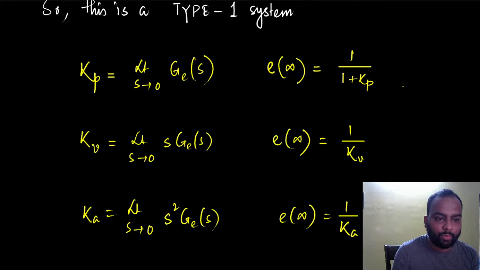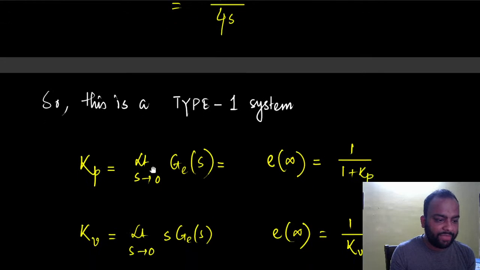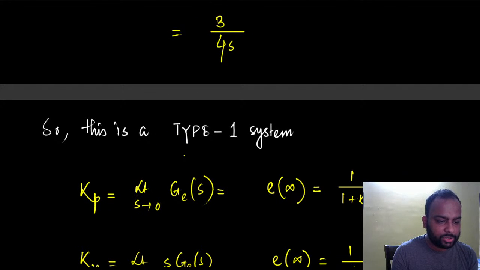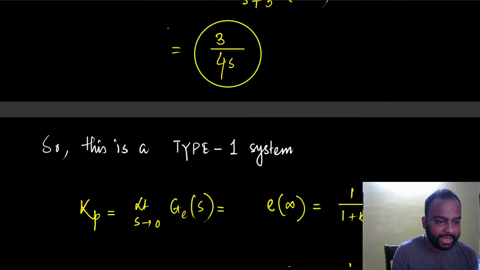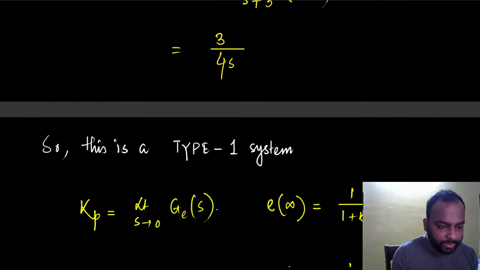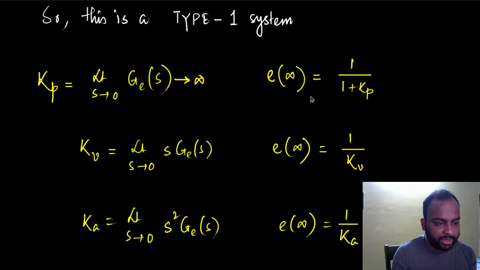It's a type 1 system. We know that the position error is going to be 0, but let's verify that. If I calculate this limit, what happens to G(s) when s tends to 0? This becomes infinity, right? So the position error constant is infinity. And since the position error constant is infinity, the error is going to become 0, right?